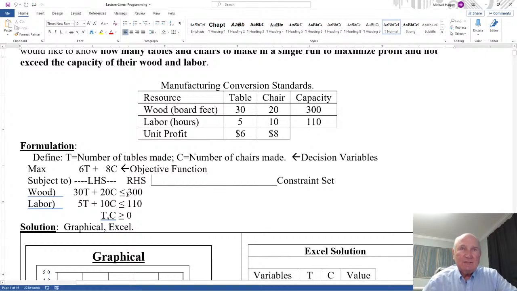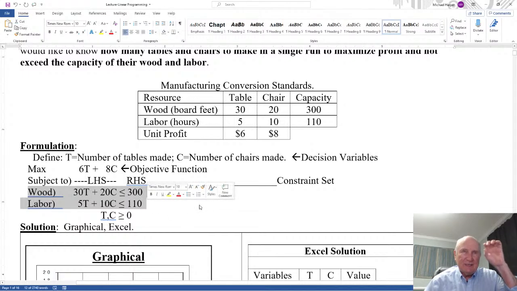So what I'm using is going to be less than or equal to what I have available. Likewise for labor. Every table requires 5 hours of labor. Every chair requires 10 hours of labor. 5T and 10C has to be less than 110 hours of labor that's available for this production run. Okay, so these are my constraint set. So I have two constraints right here, wood and labor constraints.